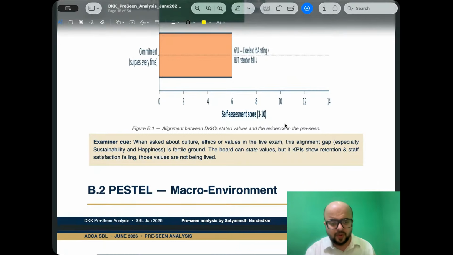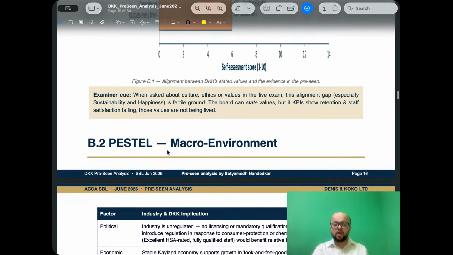This is a self-assessment score. When asked about culture, ethics, or values in the live exam, this alignment gap is fertile ground where the question is asking you about organization, culture, values, or ethics. The board can state values, but if KPIs show retention and staff satisfaction falling, those values are not being lived.